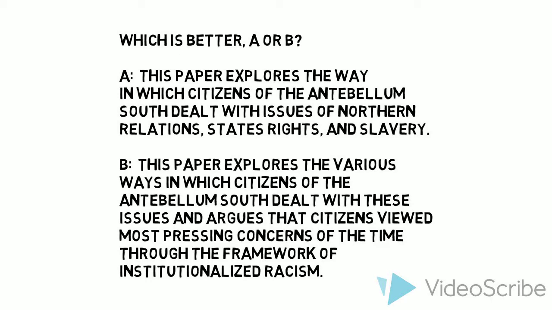Now, both of them, on first blush, seem compelling, but one of the things we find, of course, about statement A is that it tells us what we are going to be doing. It doesn't contain an argument. Selection B contains an argument. Institutionalized racism is the framework through which the paper is going to be approached. It's an argument, and it is the better selection.